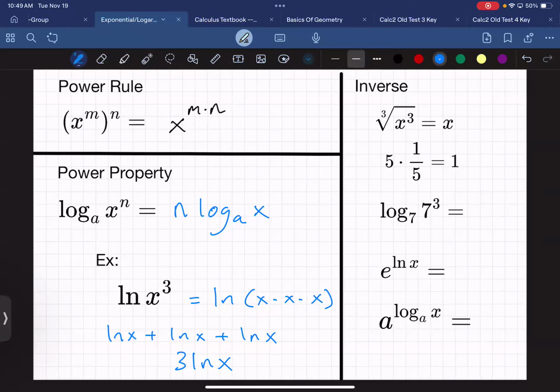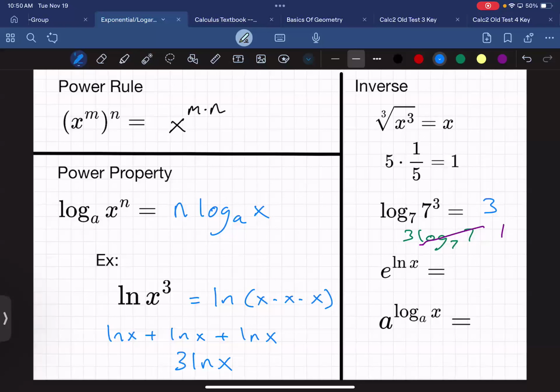Now, a couple things you could do here. You could put the 3 in the front, right? But what's log base 7 of 7? It's 1, right? And 3 times 1 is 3, right? So if the base of the logarithm matches the base of the exponential part of the argument, all I need is the exponent, right? Hey, 7 cubed is what gives us 7 cubed.